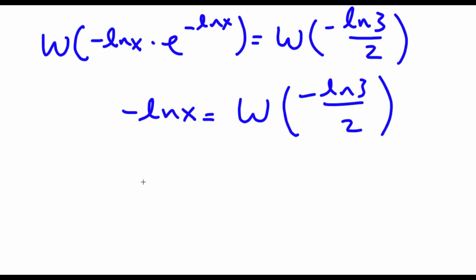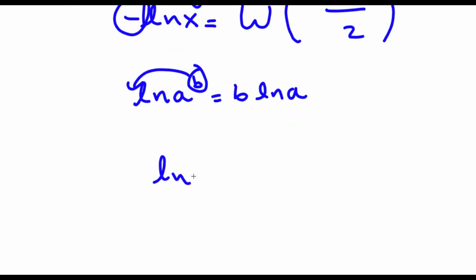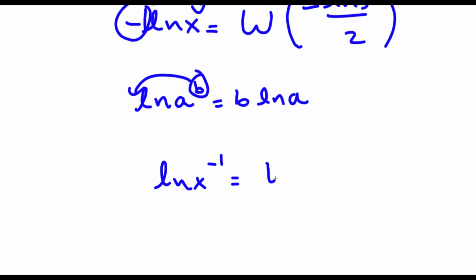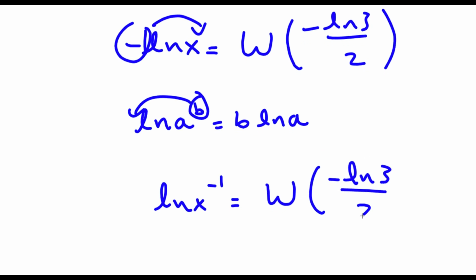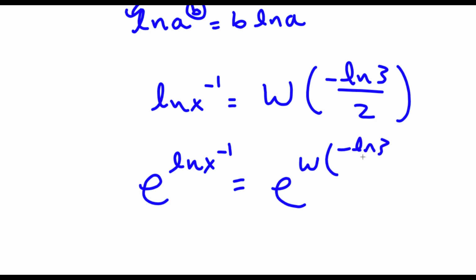Now, remember the property that if I have something in the form ln a to the power of b, this is equal to b times ln a. So now I'm actually going to reverse this property, and in this case I have negative 1 times ln x, and I'm going to move this negative 1 to the front again. So now I have ln x to the power of negative 1 is equal to w of negative ln 3 over 2. Now I'm going to go ahead and take e to the power of both sides. So now I have e to the power of ln x to the power of negative 1 is equal to e to the power of w of negative ln 3 over 2.